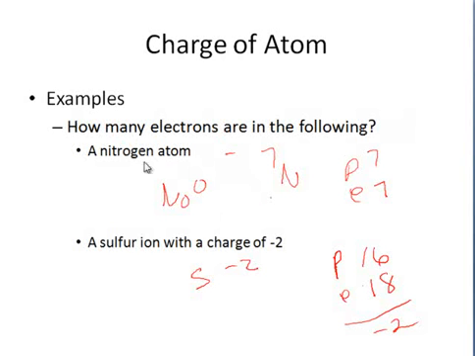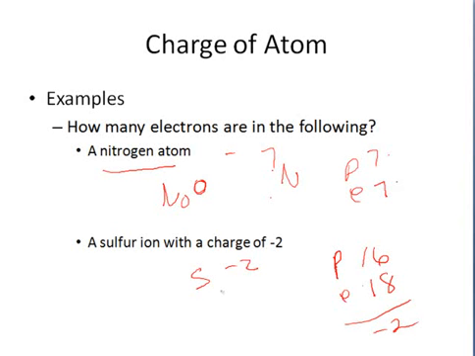If we look at these two examples, what we see is how many electrons are in a nitrogen atom. And for a nitrogen atom, we're going to assume that if it doesn't tell us anything about protons and electrons being different, or give us a charge, it's got a charge of 0. So if I look it up on the periodic table, I see that it has an atomic number of 7, which means it has 7 protons, and therefore 7 electrons.